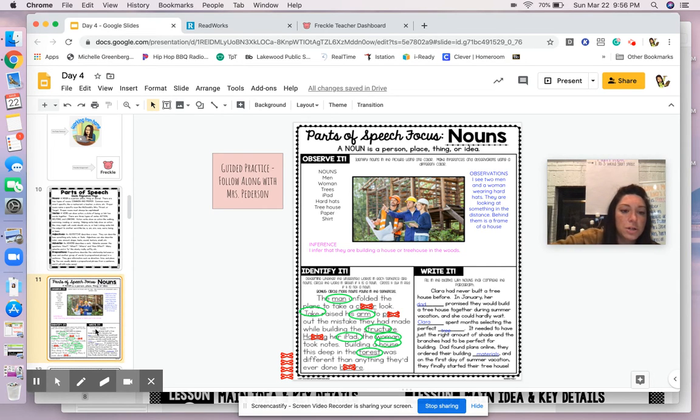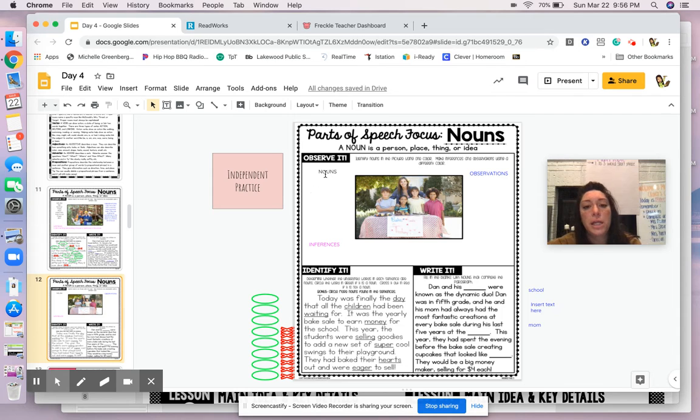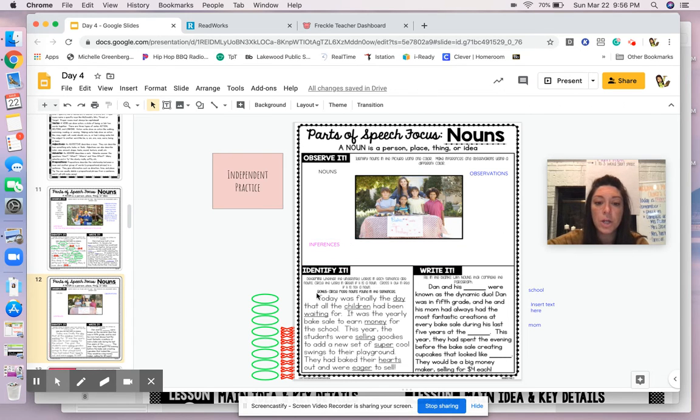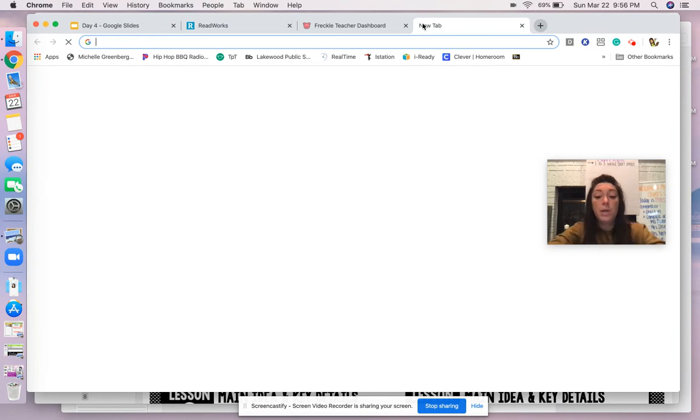So now you guys are going to do the next slide independently. Fill in the nouns. What do you see? Fill in your observations. What do you see? Make your inferences based on what you see. Here's your identify it. Use your circles to circle the nouns. Use your X's to cross off the words that are not nouns. Here's a hint. Use Google to help you if you're confused. Just type in. Here, I'll show you. Ready? Watch. Just type in.